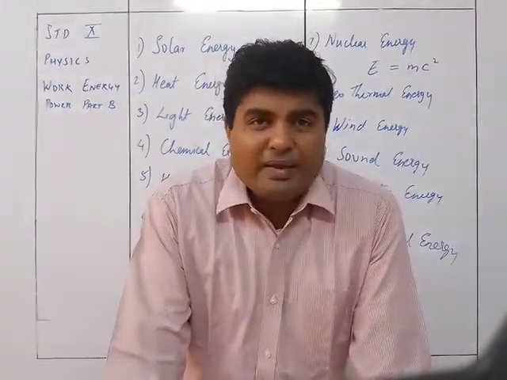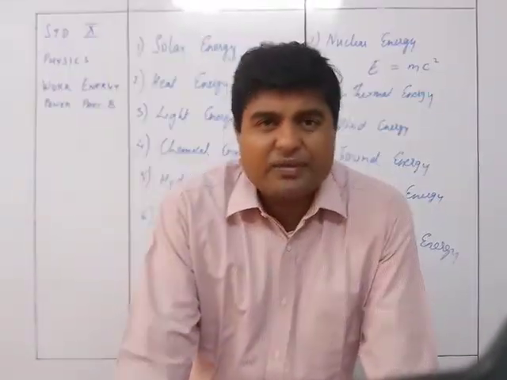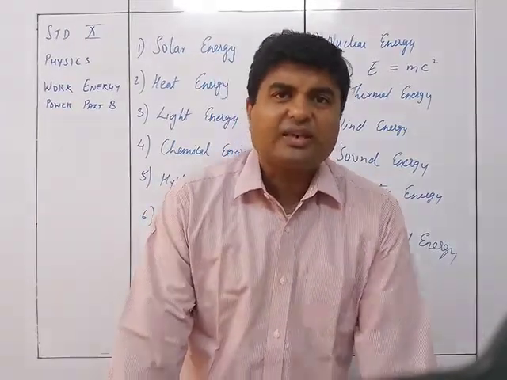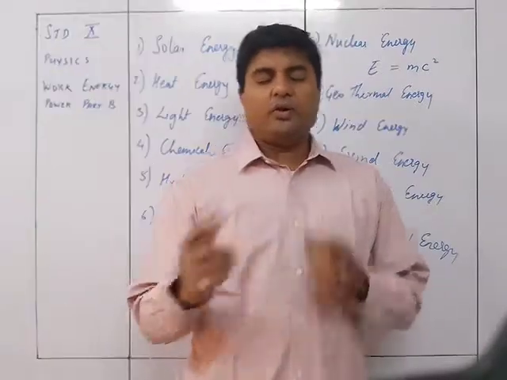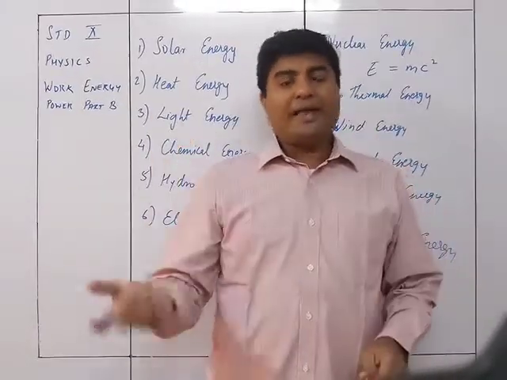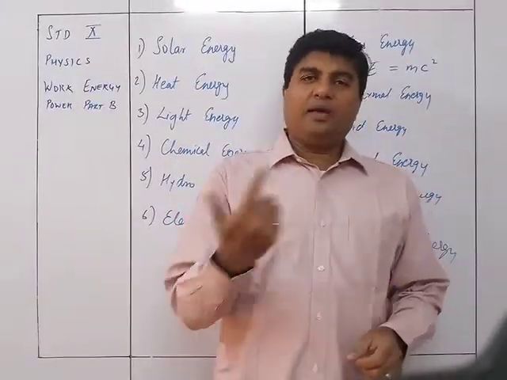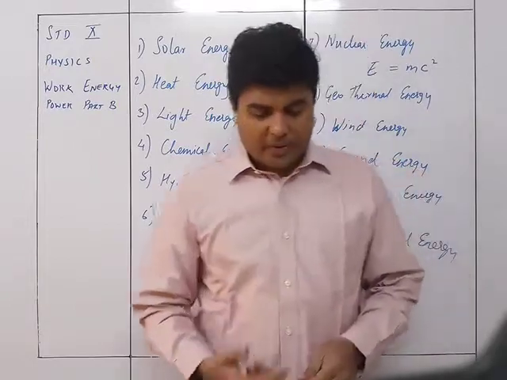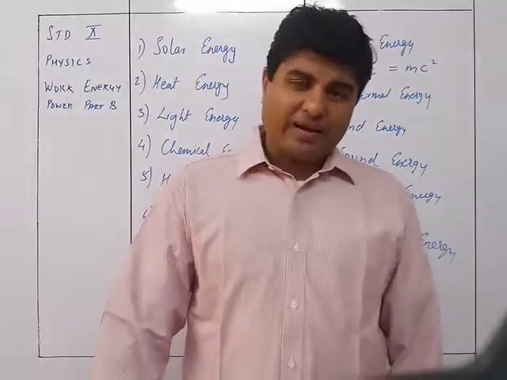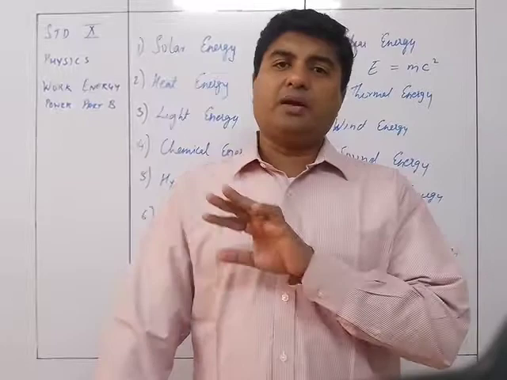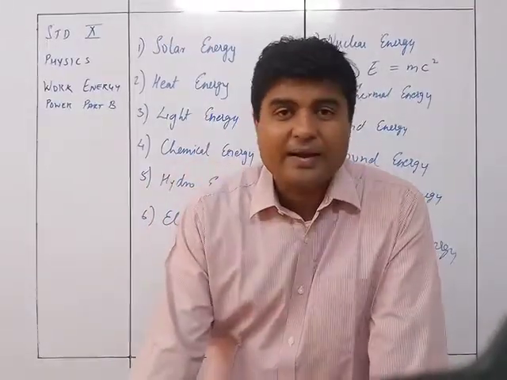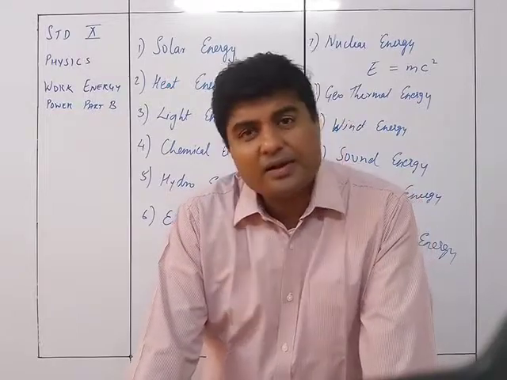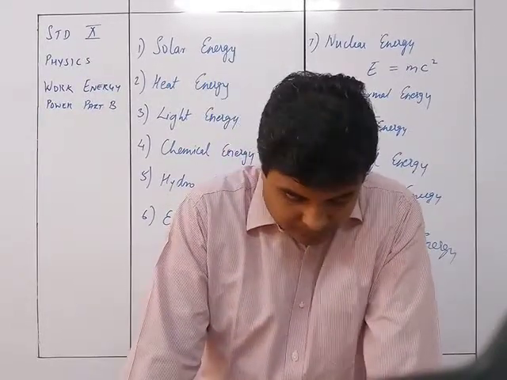Now electrical to chemical. Electrical to chemical is the charging of the battery. When the battery is charged, it is going from electrical to chemical. Chemical to electrical will be discharging of the battery, or you can just say use of the battery. So use of the cell is chemical to electrical, and charging of the cell is electrical to chemical.